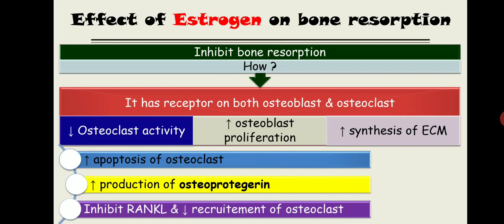These are the effects of estrogen by which it decreases osteoclastic activity. First, it increases the apoptosis of the already present osteoclasts. Second, it decreases the production of new osteoclasts. It decreases the differentiation of monocytes into osteoclasts by increasing the production of osteoprotegerin. That osteoprotegerin will competitively bind with the RANK receptor present over the monocyte and decrease the conversion of that monocyte into an osteoclast, and decrease recruitment of osteoclasts.